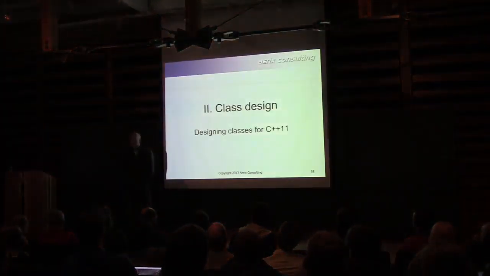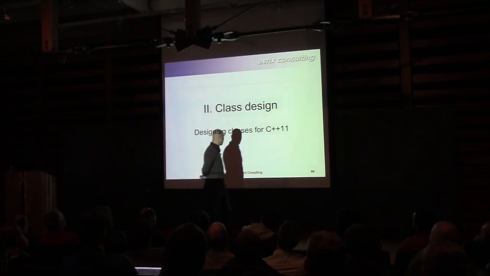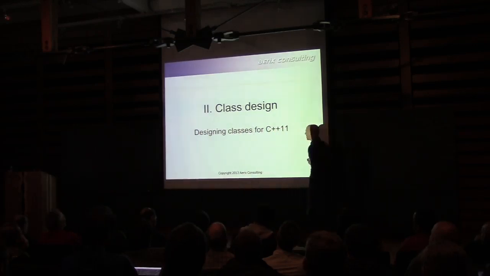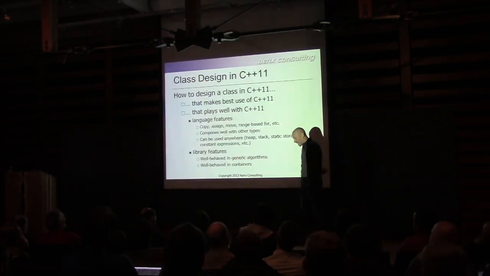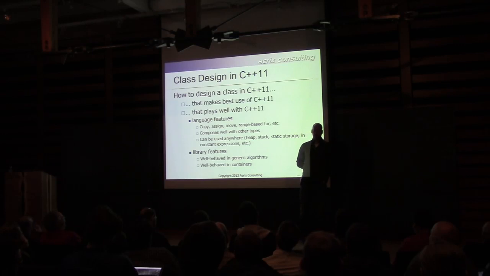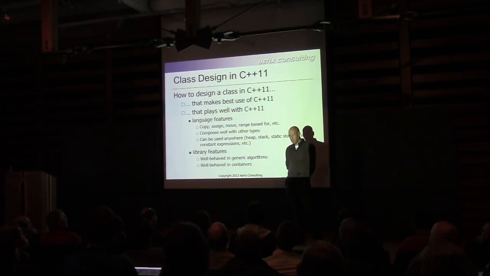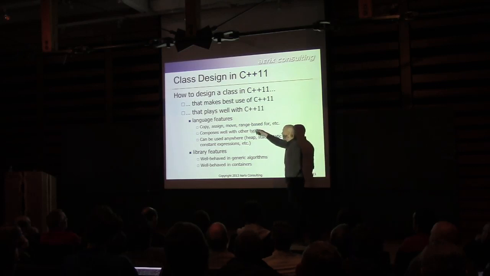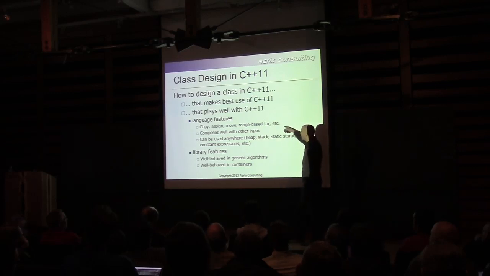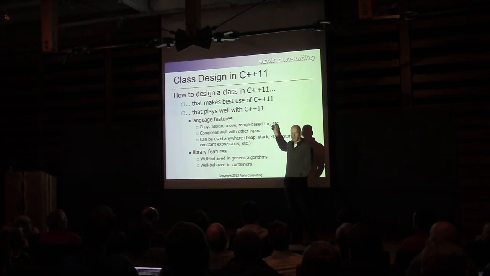Okay, we're done with functions. Let's talk about classes. We're going to be talking about designing a class that makes the best use of C++11, and also allows the users of your class to use C++11 idiomatically with your type. Okay? And for that, these are some things to think about. Of course, copy, assign, and move. Range-based for, is your type sort of range-like?